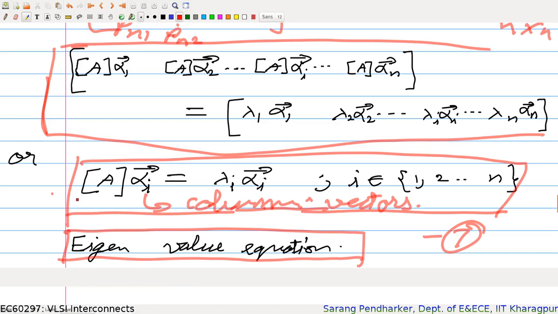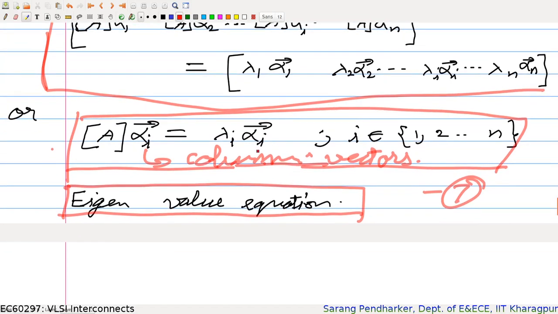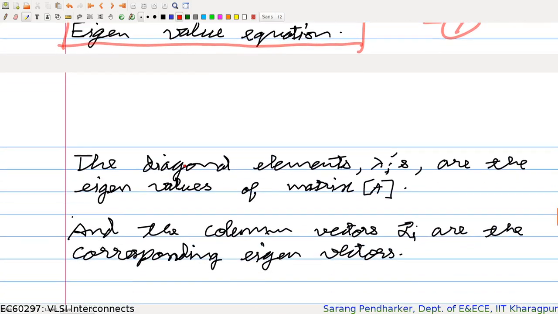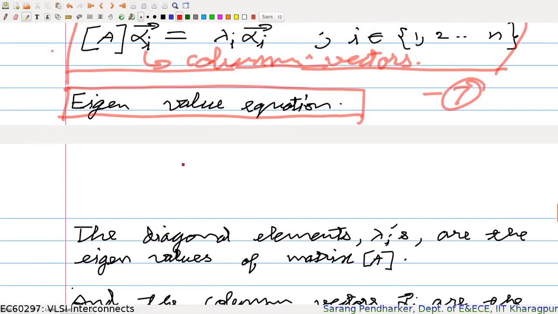So basically A would be operating on a vector alpha i, and that would result in the same vector alpha i multiplied by a constant lambda i, and this would hold for all i's going from 1 to n. So we will have n such solutions to this. So this is basically the eigenvalue equation.